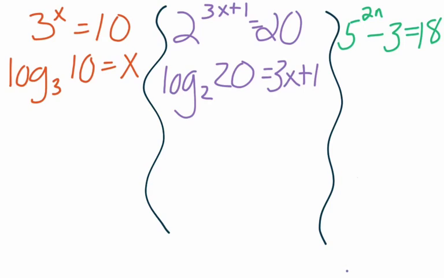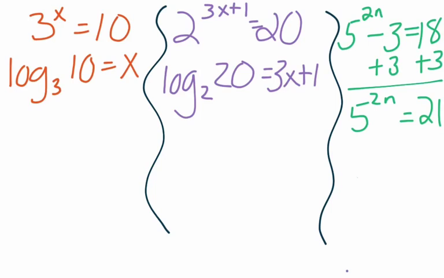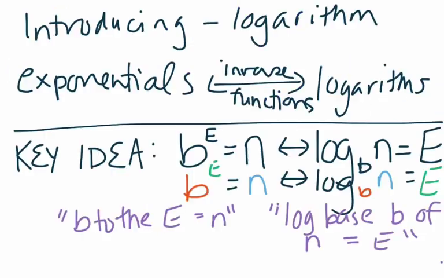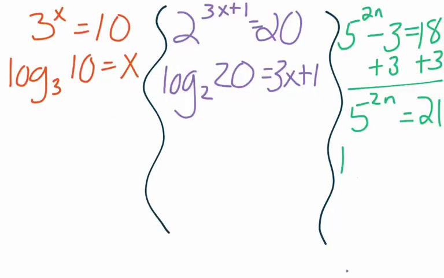And this is not new. You guys know how to undo a -3. You undo subtracting 3 by adding 3. Because math is consistent. So the same things that have worked forever for solving an equation, undo subtraction with addition, those still work. So now I have 5 to the 2n equals 21, and now it fits my key idea over here where I have something raised to an exponent equals something else. So we'll go ahead and change that over. Log base 5 of 21 equals 2n.